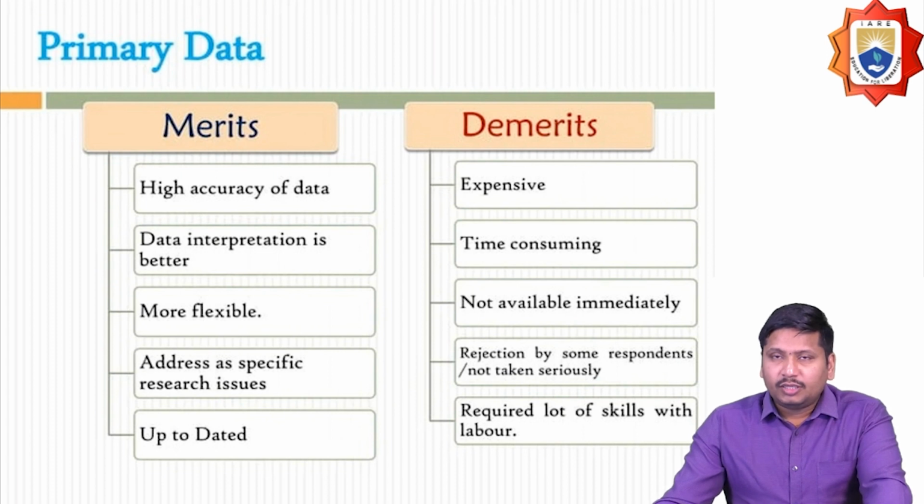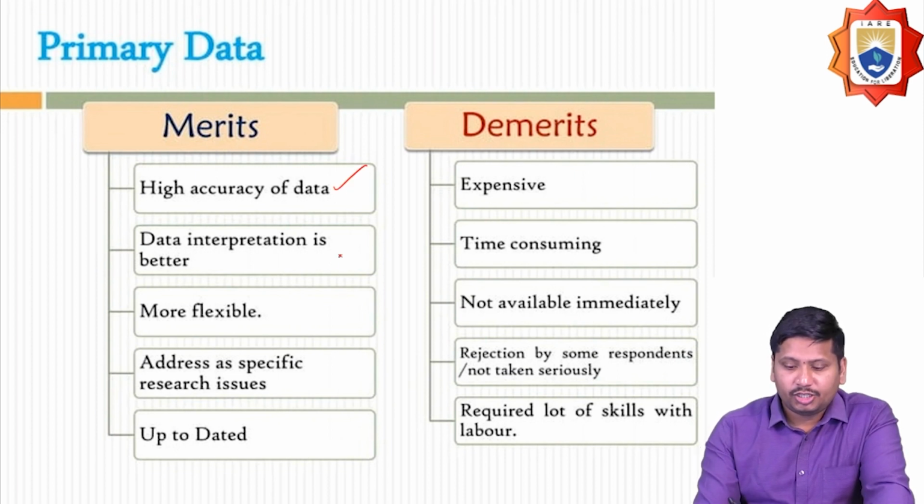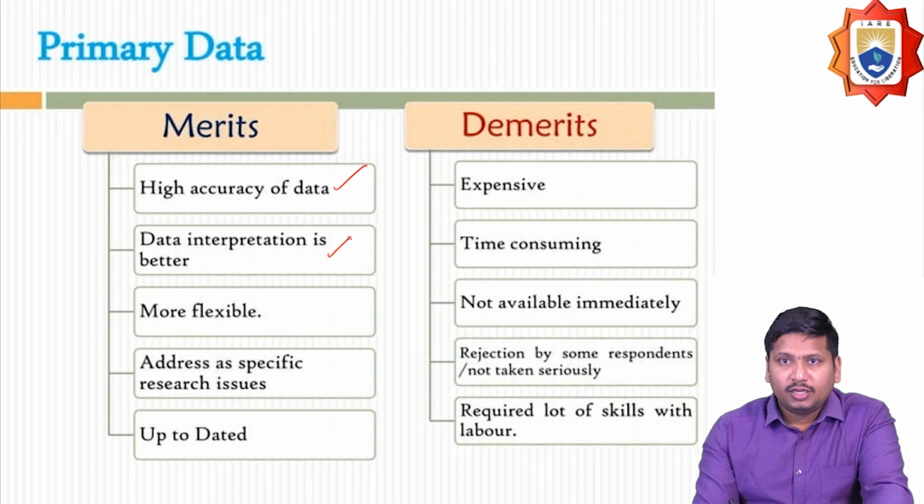The next one is primary data. What are its merits and demerits? Through primary data, high accuracy of the data is an advantage. Data interpretation is also better, and it is more flexible, as it can address specific research issues and is up to date. These are the advantages of primary data.